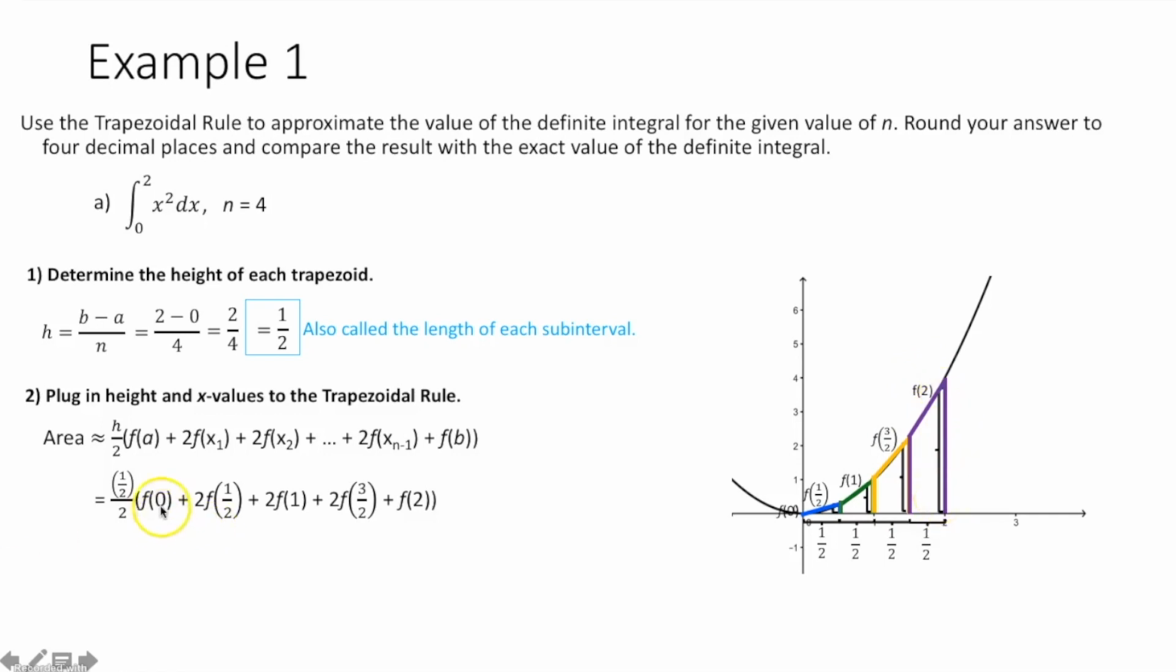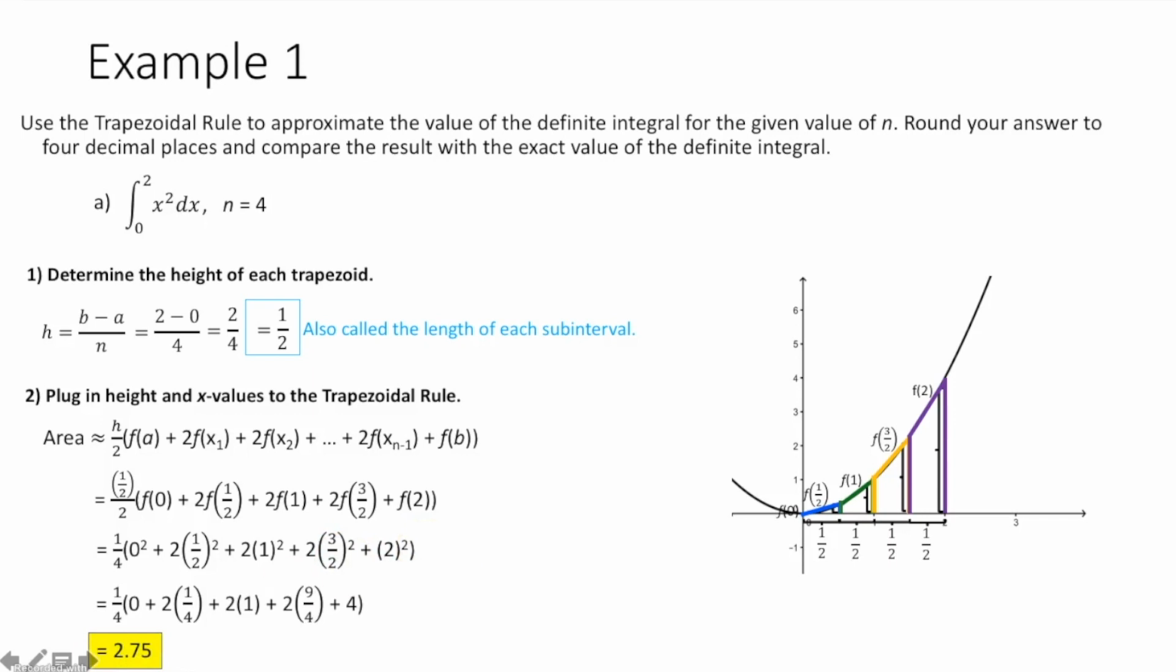Now we can calculate these by plugging them into our function up here, x squared. So 0 squared is 0, 1/2 squared is 1/4, 1 squared is 1, 3/2 squared is 9/4, and then 2 squared is 4. We can then simplify that further, and we get the approximate area under the curve using the trapezoidal rule here is 2.75.